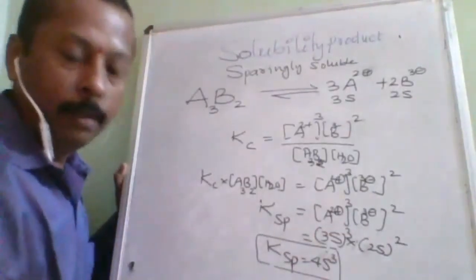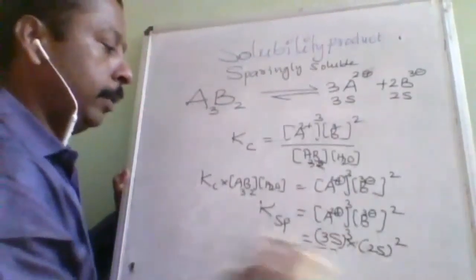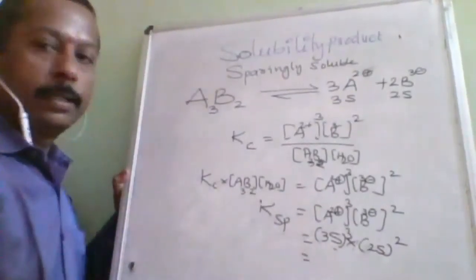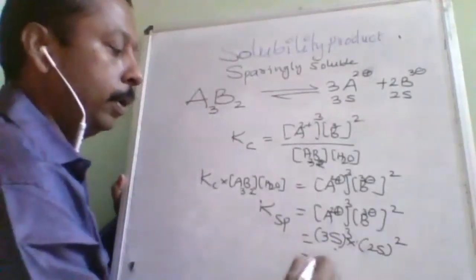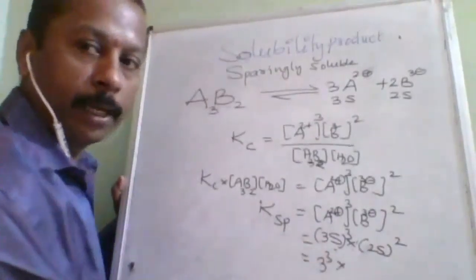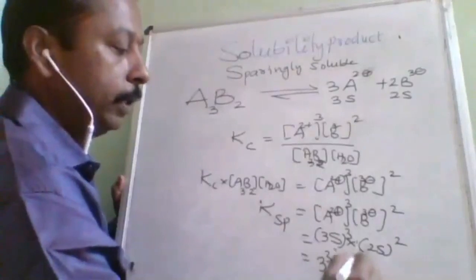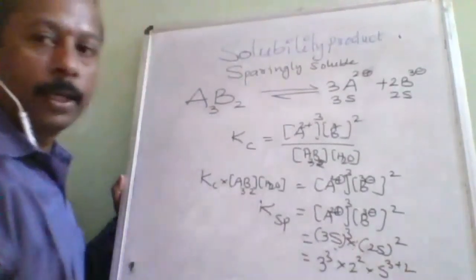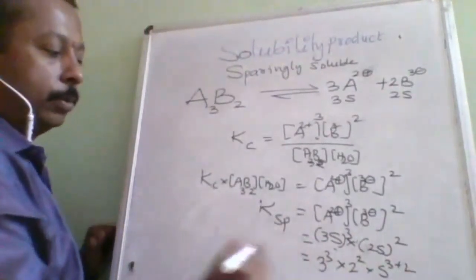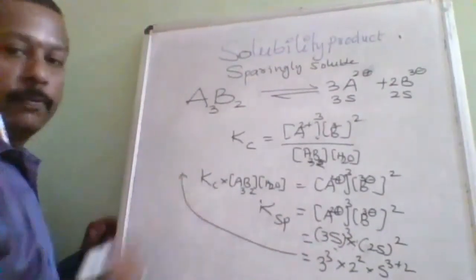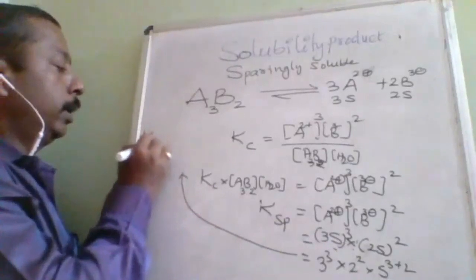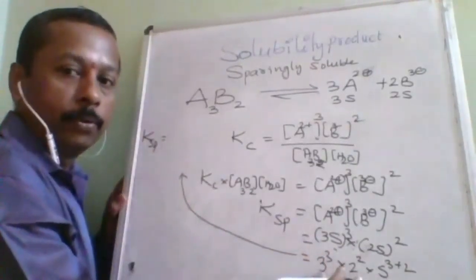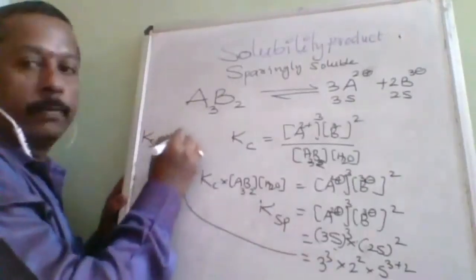So what we can write? We can write it as 3 to the power of 3, that means 27, and 4. Otherwise, one more step I am adding here: 3 to the power of 3 and 2 to the power of 2, S to the power of 3 plus 2. So what is it going to give me as the final formula? KSP. 3 to the power of 3 is 27, 2 to the power of 2 is 4. That's why 108. Very good.